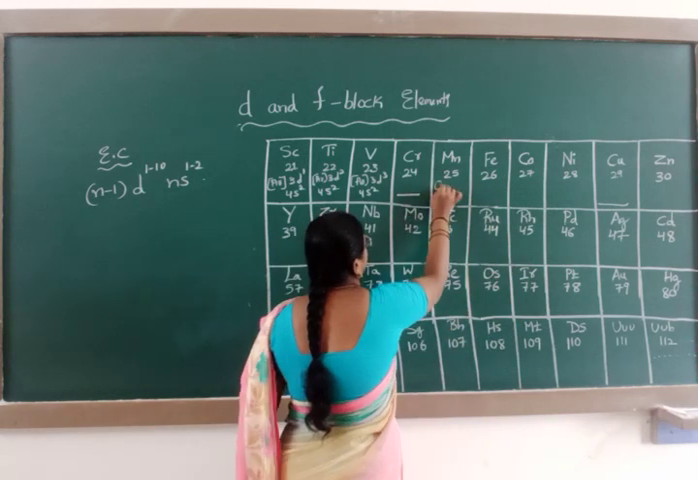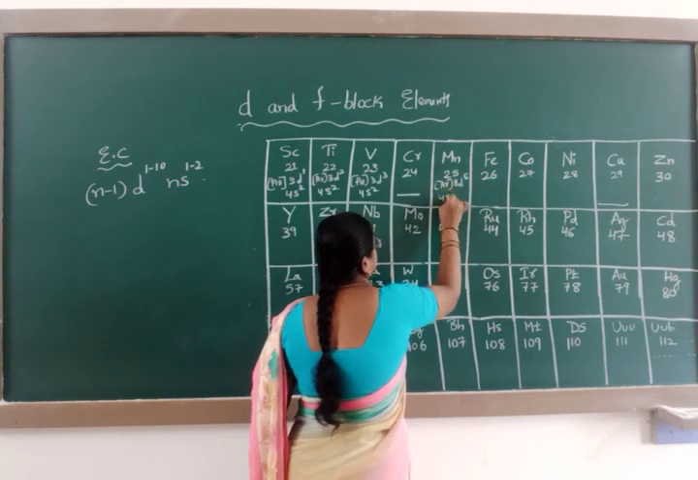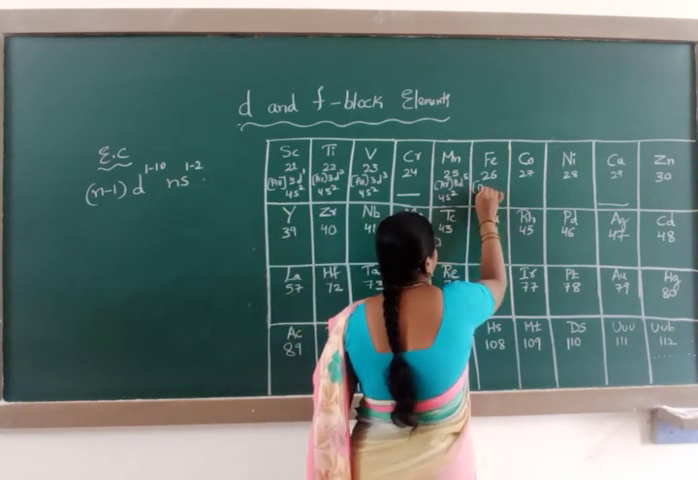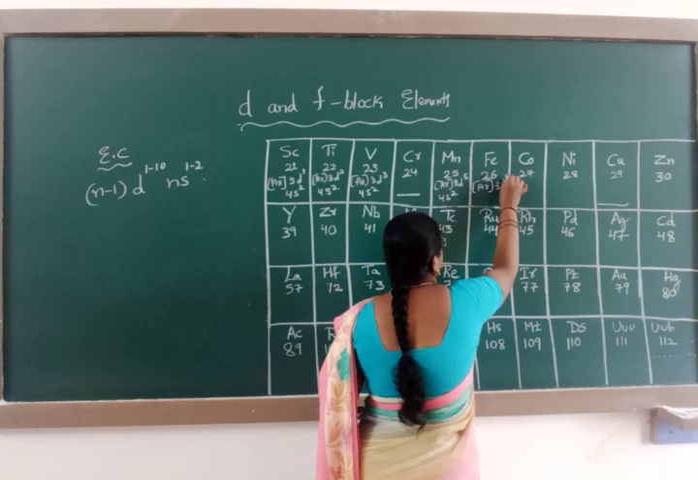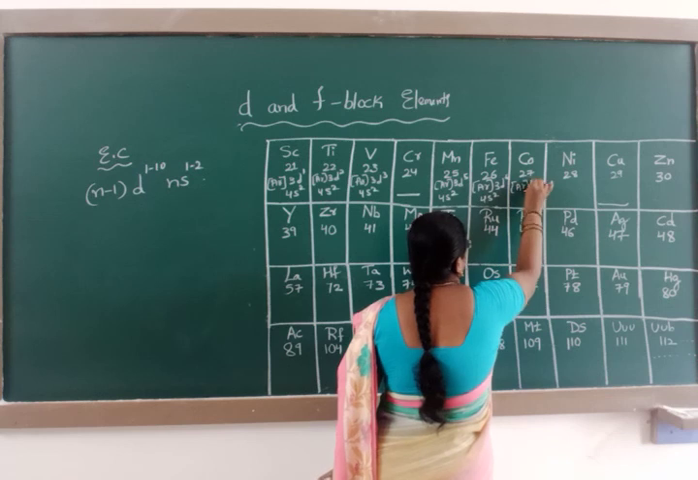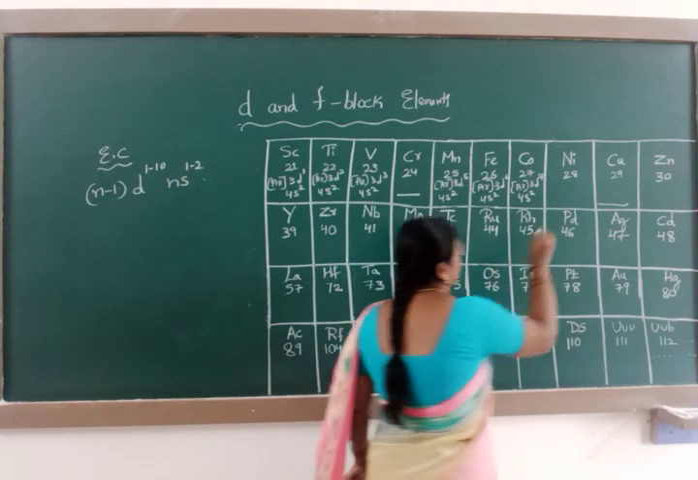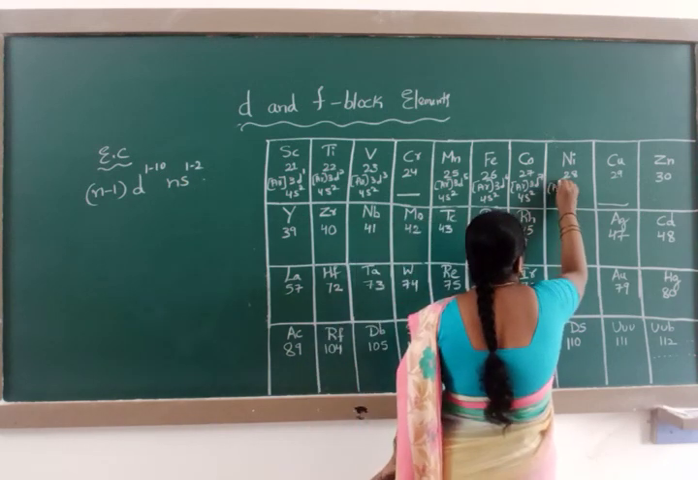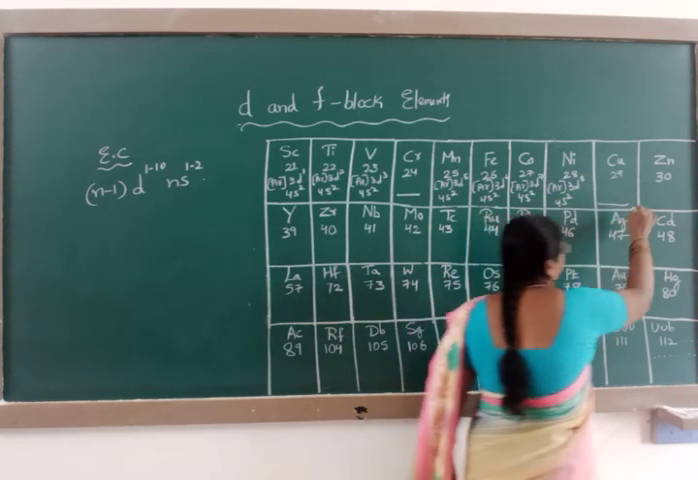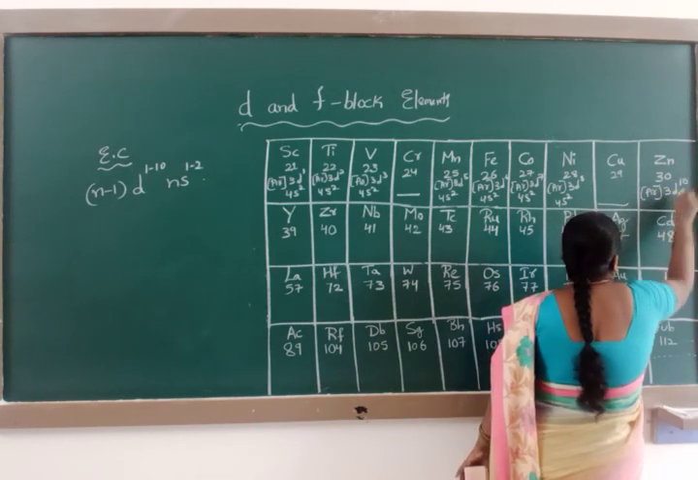Manganese is argon 3d5 4s2. Iron's electronic configuration is argon 3d6 4s2. Cobalt is argon 3d7 4s2. Nickel is argon 3d8 4s2. The last one is zinc, whose electronic configuration is argon 3d10 4s2.